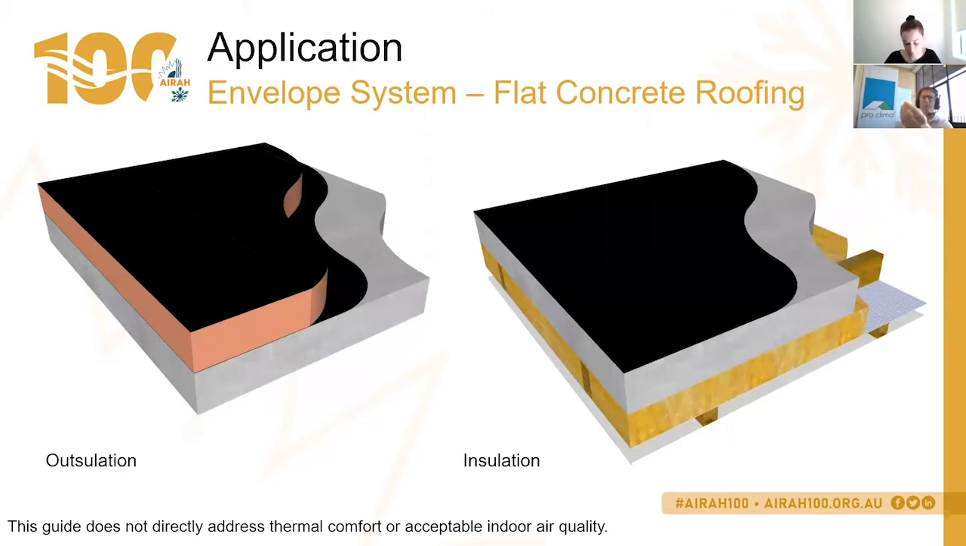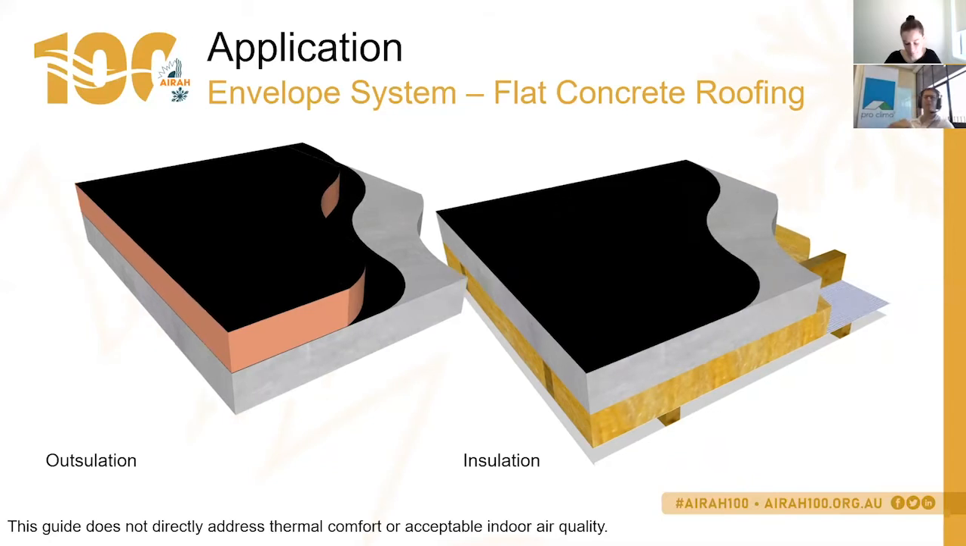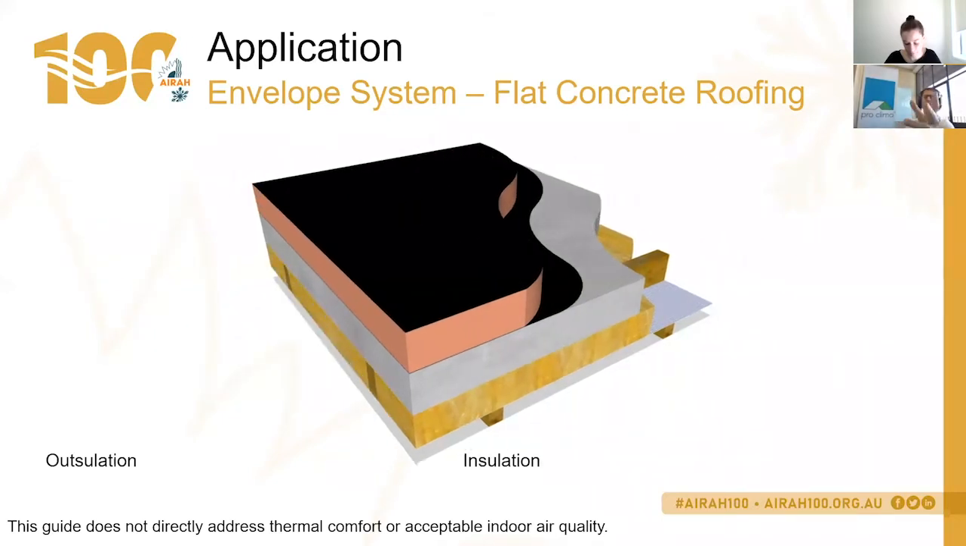Flat concrete roofs, for example, on high-rise apartment blocks. Do we use highly vapor permeable insulation like mineral fiber on the inside of the structure, or do we go for outsulation on the external side of the concrete roof and change the way we insulate the buildings to make sure that we don't increase the moisture content in that concrete or create condensation problems? Or do we do both?